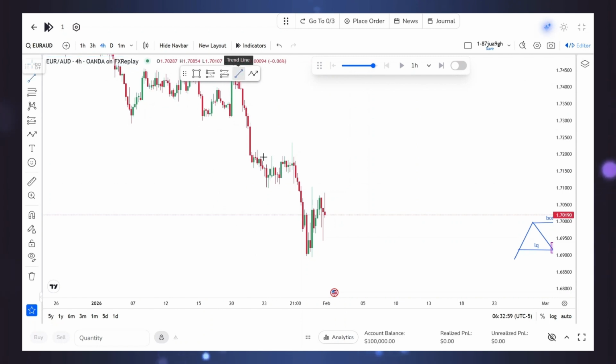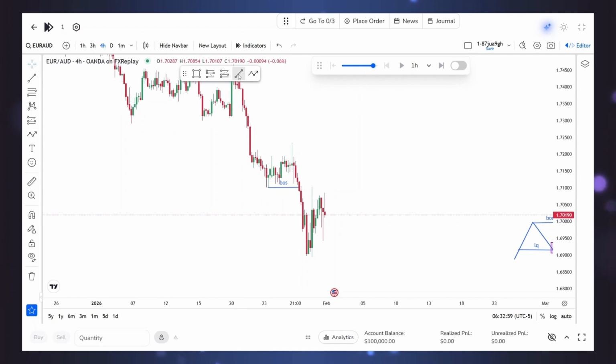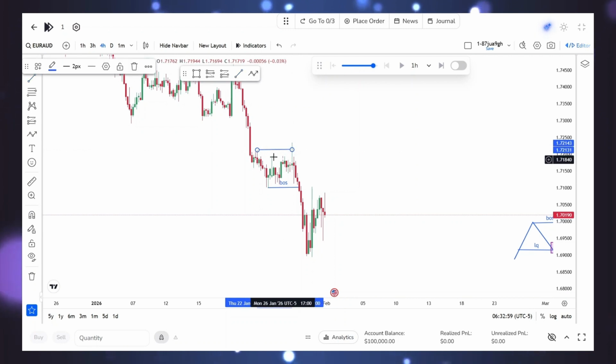So we are in H4. We see a break of structure to the downside that indicates a downtrend, meaning we're looking for sales. We're looking for sales. Break of structure. We see liquidity here. It was swept. This liquidity was swept.